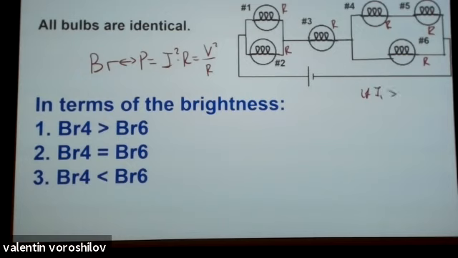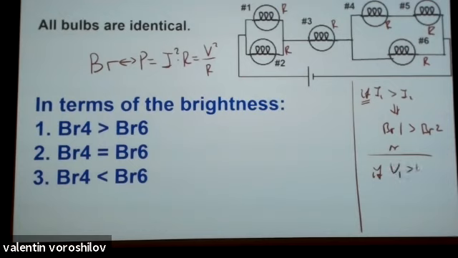For example, if I1 is greater than I2, then brightness 1 should be larger than brightness 2. That's if. Or, again, another if, a hypothesis. If, let's say, and I'm going to use just V for voltage, V1 is greater than V2, then brightness 1 is supposed to be more than brightness 2. Those are ifs. So our goal now is actually just to figure out and rank all currents or all voltages.